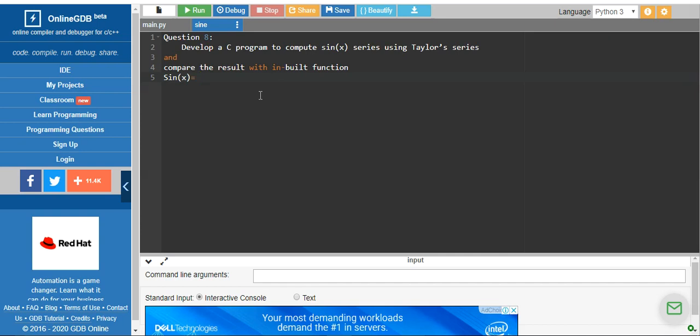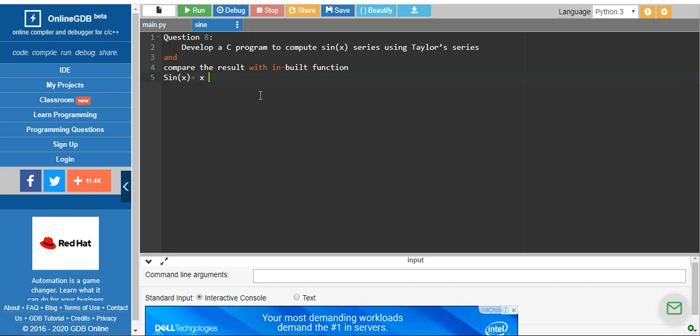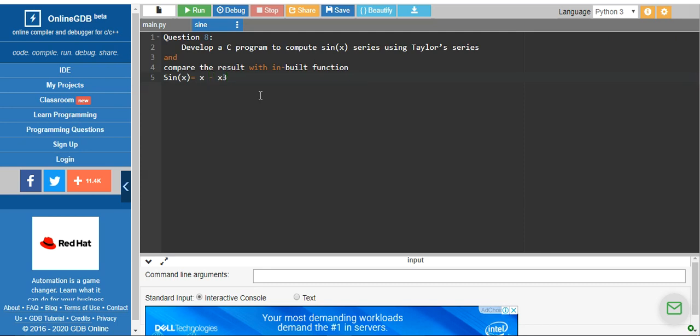Okay, so the sine series, which we call the Taylor series, is an equation which will have n number of terms, and each term will be added to the previous terms to obtain the value of the sine series. So the sine series equation would be x minus x cube. X cube is nothing but x to the power of 3 divided by 3 factorial. Alternate terms will be evaluated with plus and minus.